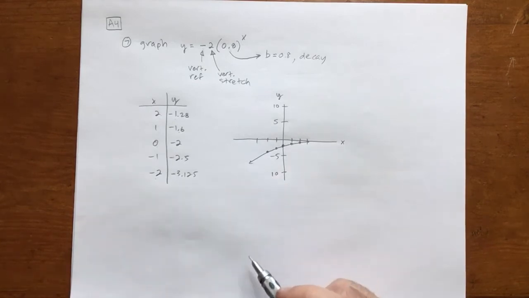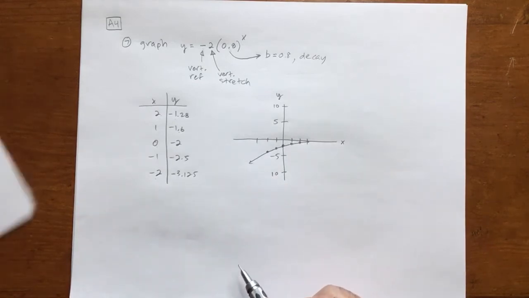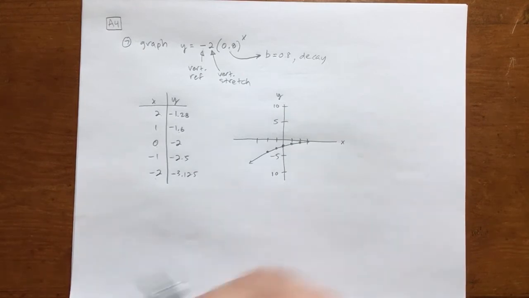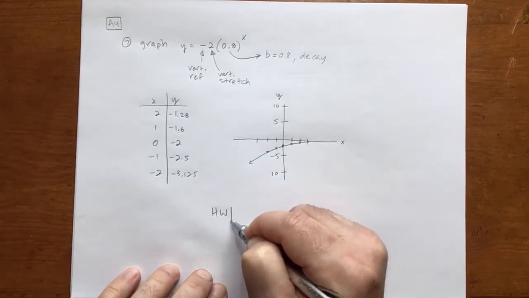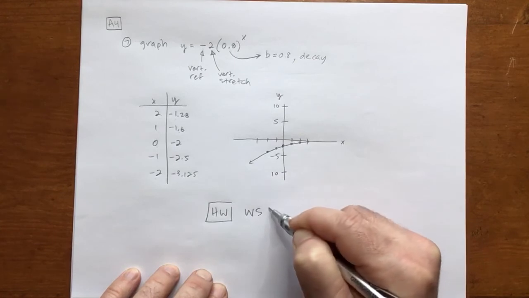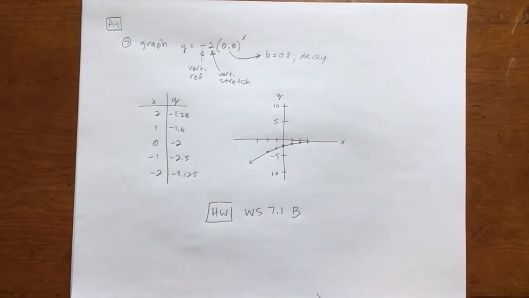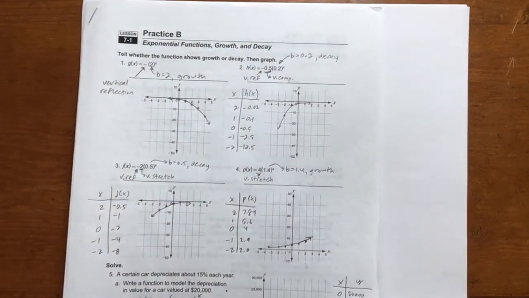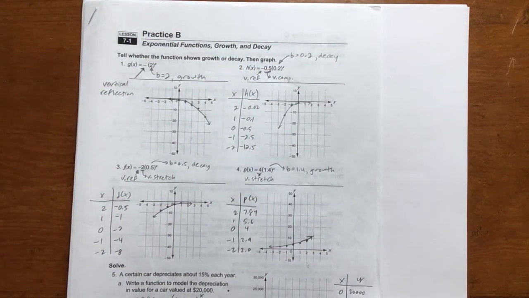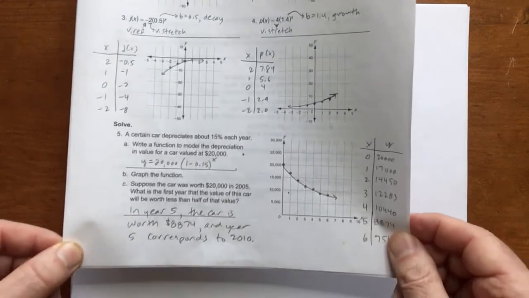For your homework tonight, I want you to go to the website like you always have and find worksheet 7.1b. In a few seconds, I'll show you the worked out solutions. Just go ahead and do what we did in this lesson today. And here are the worked out solutions. There's the top half, and there's the bottom half.